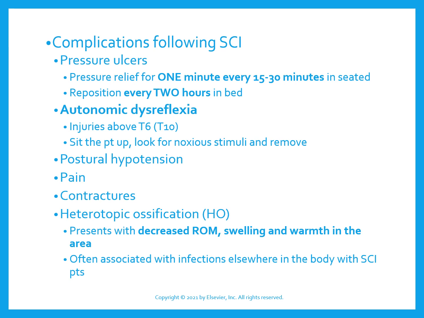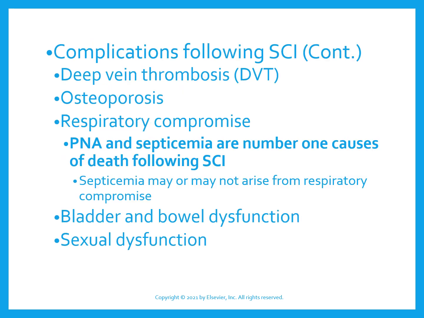Heterotopic ossification, also known as myositis ossificans. This is something that is most common in the spinal cord injury population. They don't really know the cause of it, but it's basically when there is bone formation within the soft tissue, typically the muscle belly, but it can form within the tendons or ligaments as well. And it's calcium deposits or bone formation that happens where it's not supposed to. And patients with heterotopic ossification will present with decreased range of motion, swelling, and warmth in the area that they're having the abnormal calcium deposits. And it's often associated with infections elsewhere in the body with spinal cord injury patients.